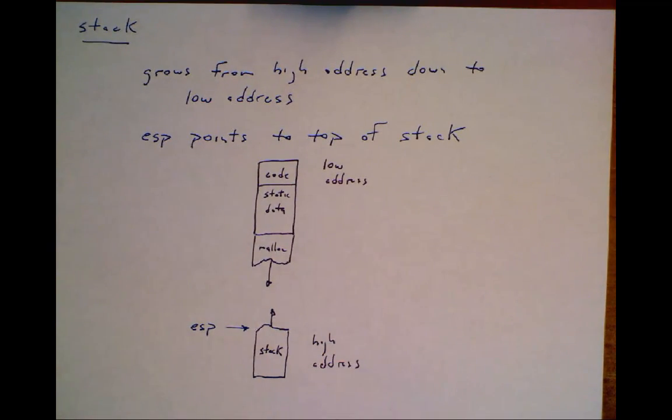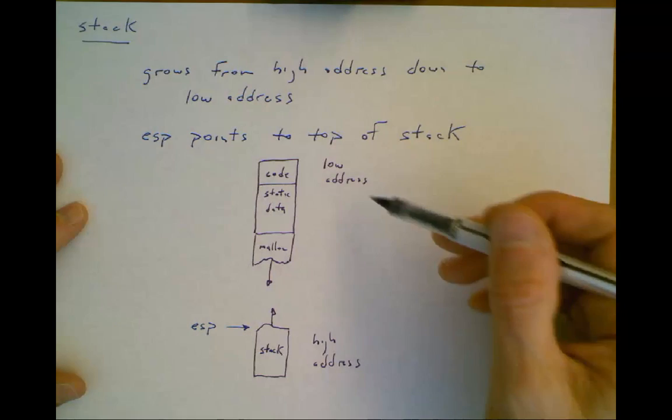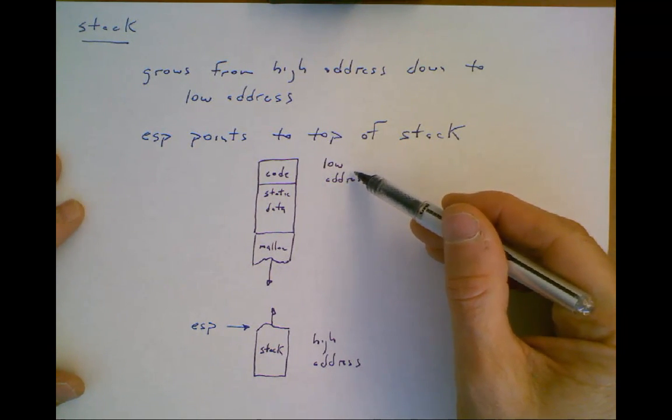So on this machine, the stack grows from high addresses down towards low addresses. And as I said a moment ago, the ESP register always points to the top of the stack. So if you look at a program running in a Linux machine, this is typically the picture where at the top of the diagram here I'm showing low addresses.